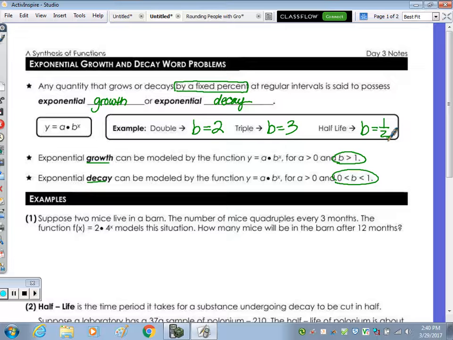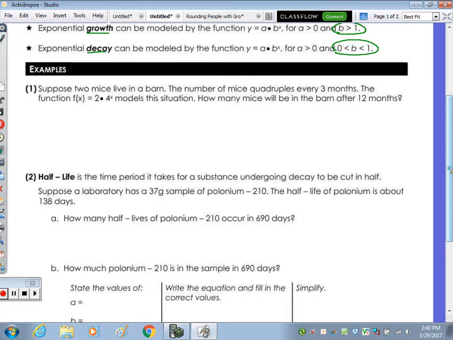So let's just take a look at the first question. Question number 1 gives you the function that models, but you can do these types of questions without an exponential function. It says, suppose you have 2 mice that live in a barn. The number of mice quadruples every 3 months. So what's our B?